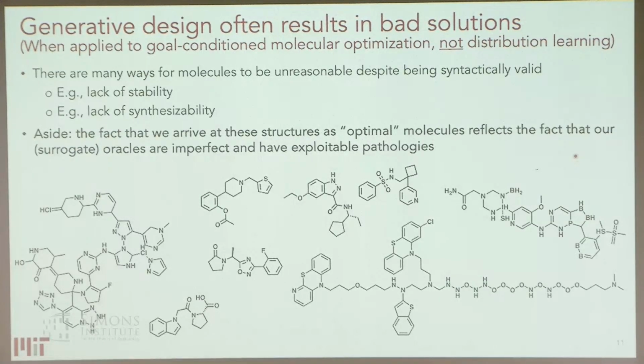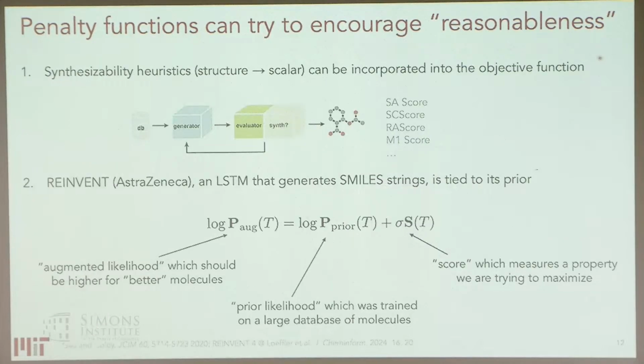So we want to address this and come up with generative techniques that don't have these particular failure modes of lack of stability and synthesizability. One approach that has been taken is using penalty functions or regularizers, where in the simplest case you take heuristics that have been developed to map structures to scalar measures of synthesizability, and you modify your objective function. You say, I'm not going to optimize my docking score, I'm going to optimize my docking score times my synthetic accessibility score, something like that.